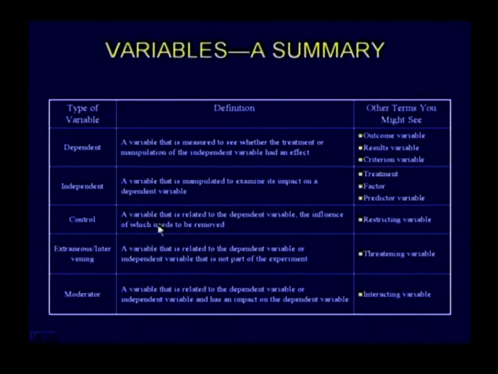Control variable is a variable that is related to the dependent variable, the influence of which needs to be removed. It is called restricting variables. Extraneous or intervening variables are the ones that are related to either dependent or independent variables and are not part of the experiment. These are called threatening variables. Moderator variables are the ones that are related to either dependent or independent variables and have an impact on the dependent variable. These are also called interacting variables.